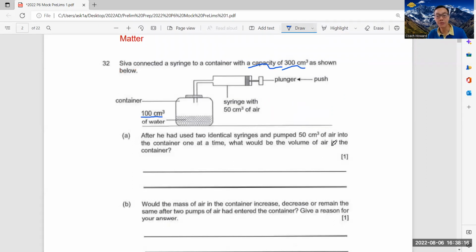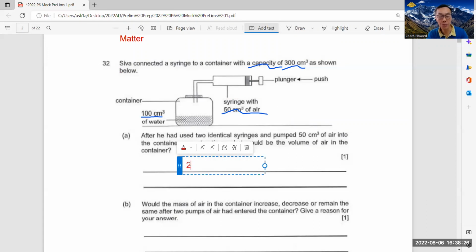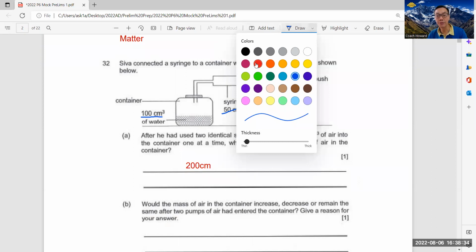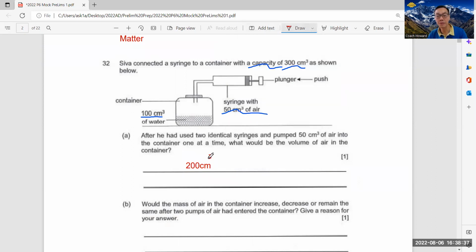They ask, what would be the volume of air in the container after the person pumps in 50 cm3? You need to understand that air doesn't have a definite volume. So this answer would be 200 cm3. Okay, cm3. So you must write the correct units.